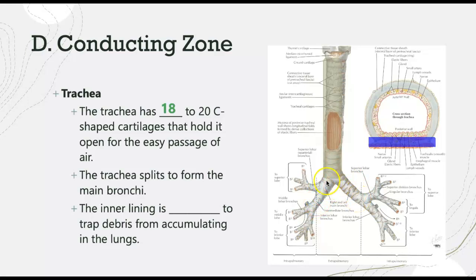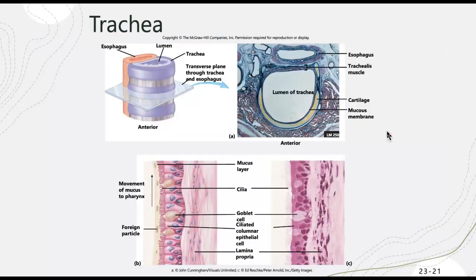Our trachea, like we said, will help split into these main bronchi, which are sometimes called the primary bronchi. And if we look at the inner lining within the trachea, we would see that there is ciliated epithelium to help trap debris from accumulating in the lungs. And here's another view of what the trachea looks like. So notice that the trachea has that C-shaped cartilage here. The lumen is in the center to allow air to move through, and posteriorly we see the esophagus.